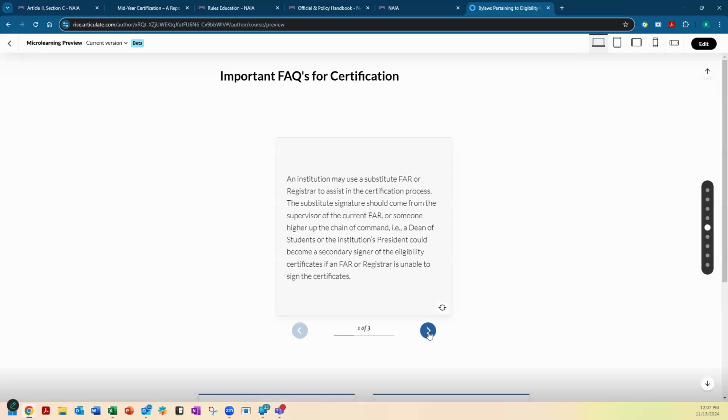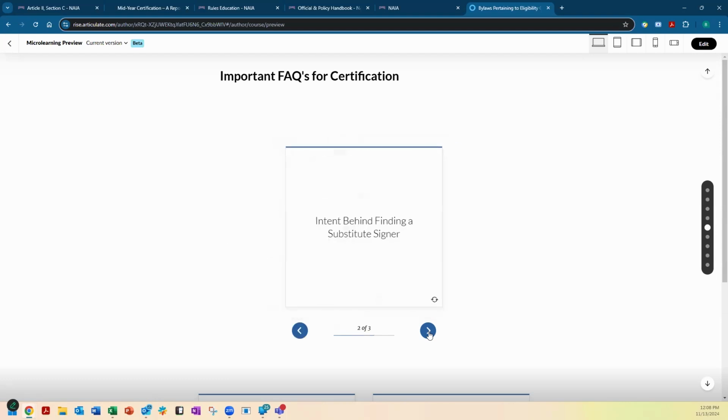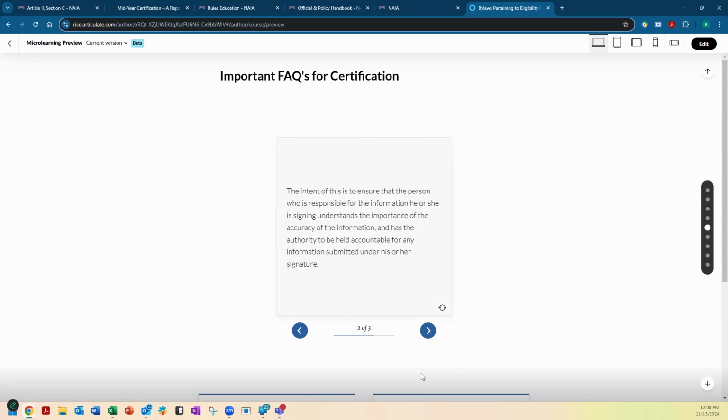Or you can name, and we have this common as well, if the president is aware of this, because the president names FARs, the president can assign 2 FARs and have 2 FARs essentially on call for certifying or signing, and you can pick one, but also have a backup FAR if it's ever needed. Same for the registrar's office. The intent behind finding a substitute signer is to ensure that the person who's responsible for the information he or she is signing for understands the importance of the accuracy of the information and has the authority to be held accountable for any information submitted under his or her signature.